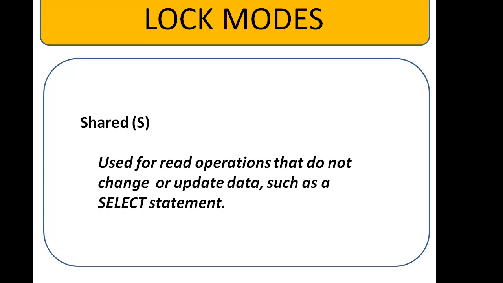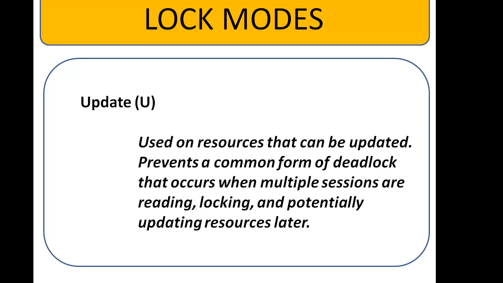First one is shared, used for read operations that do not change or update data, such as a select statement. So it enables the shared lock. The second one is update, used on resources that can be updated. It prevents a common form of deadlock that occurs when multiple transactions are reading, locking and potentially updating resources later. So it will enable the update lock for the first transaction and other transactions will wait.